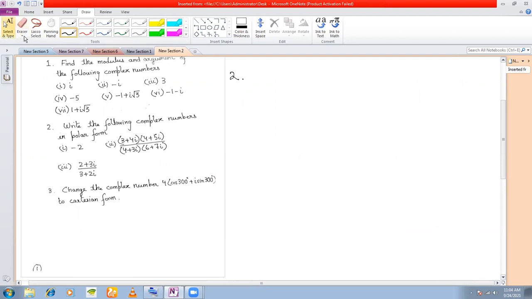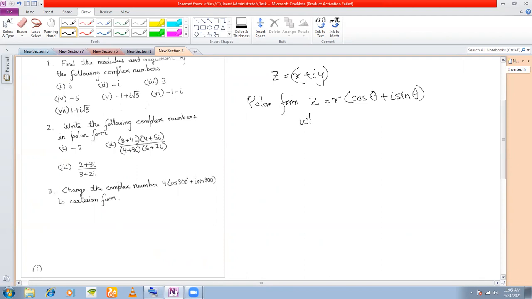Now, as I told you, just a reminder of polar form. What is the polar form of a complex number? If z is equal to x plus iy, then the polar form is z is equal to r (cos theta plus i sin theta), where r is the modulus of z and theta is the argument of z. This is what we call the polar form.